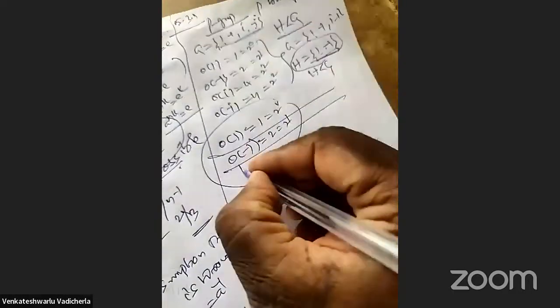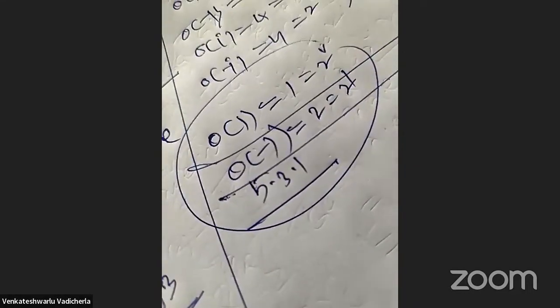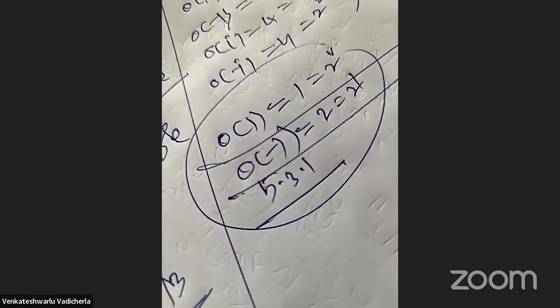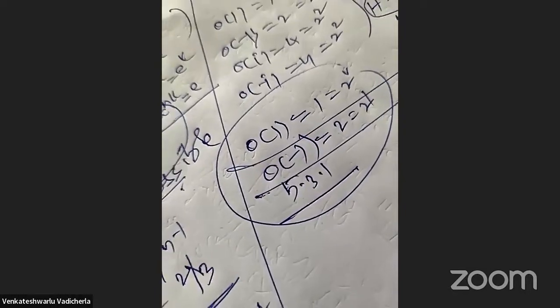Okay, next is Cauchy's theorem for Abelian group, 5.3.1. This is Cauchy's theorem. Let G be a finite Abelian group of order n and p be a prime number dividing n. Then G has an element of order p.